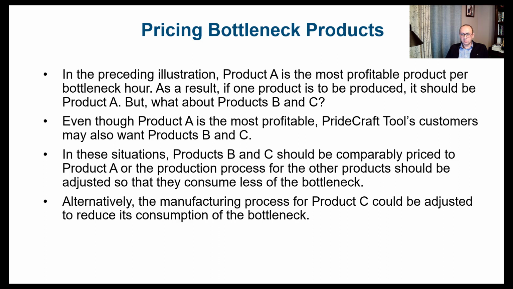So in these situations, product B and C should be comparably priced to product A, or the production process for the other products should be adjusted so that they consume less of the bottleneck. Alternatively, the manufacturing process for product C could be adjusted to reduce its consumption of the bottleneck. Again, these are all suggestions, but if you have the choice to produce A, B, and C, of course, product A is the most profitable for this company.